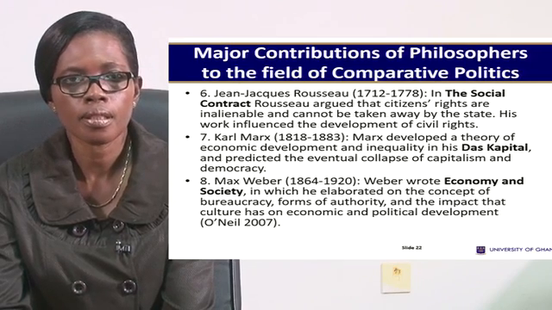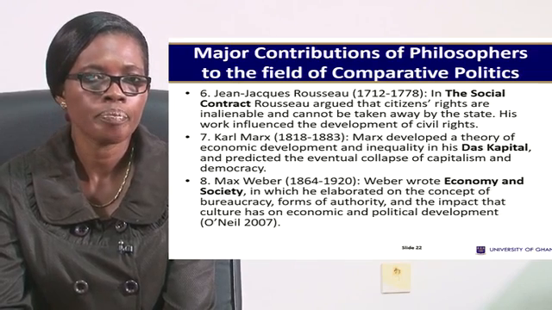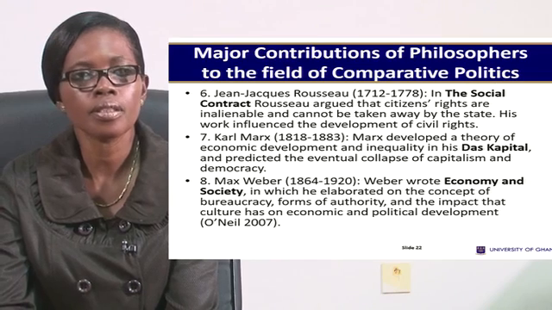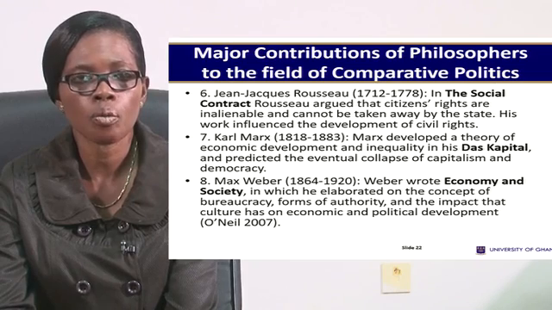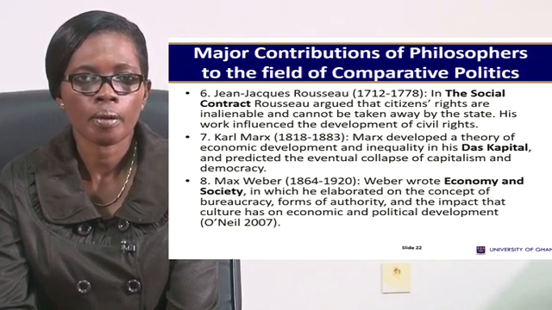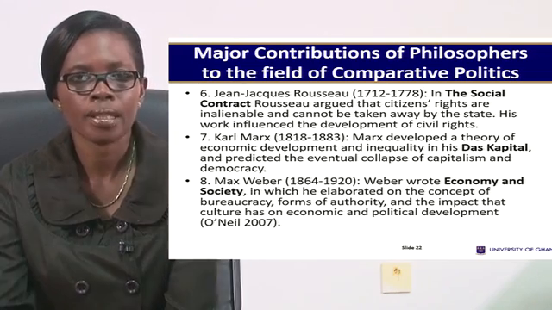And then sixth, Jean-Jacques Rousseau. Rousseau, in The Social Contract, argued, he was a French philosopher, argued that citizens' rights are inalienable. That is, they cannot be taken away or separated from citizens by the state.